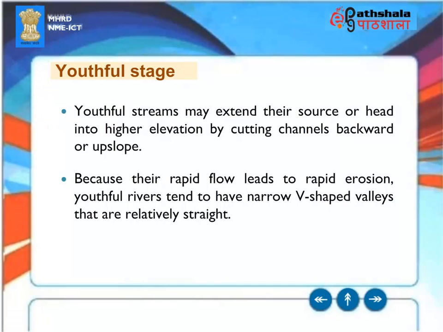Youthful streams may extend their source or head into higher elevation by cutting channels backward or upslope. Because their rapid flow leads to rapid erosion, youthful rivers tend to have narrow V-shaped valleys that are relatively straight.